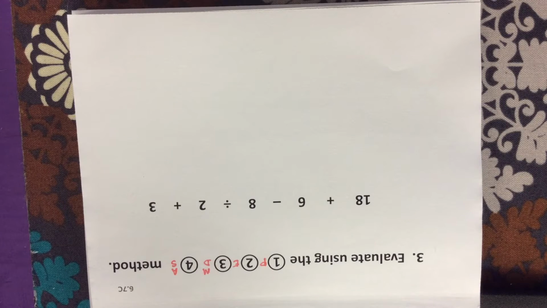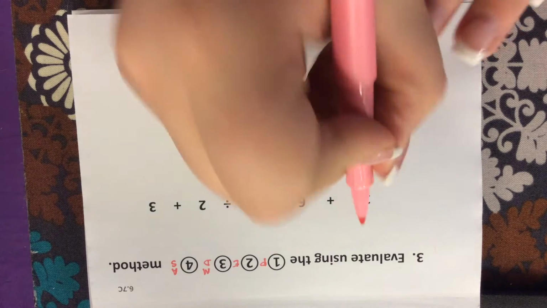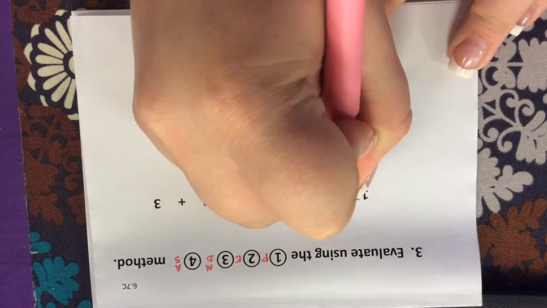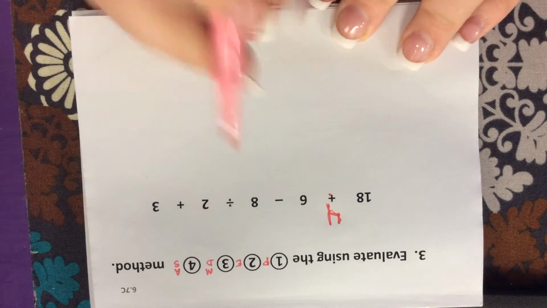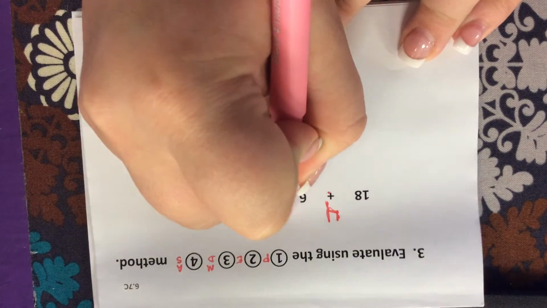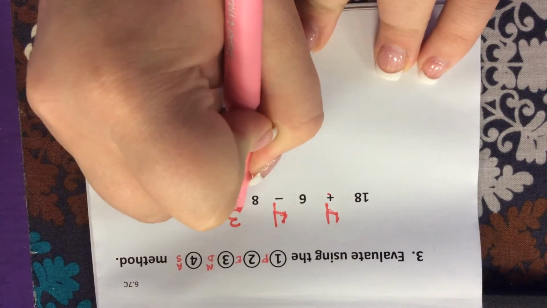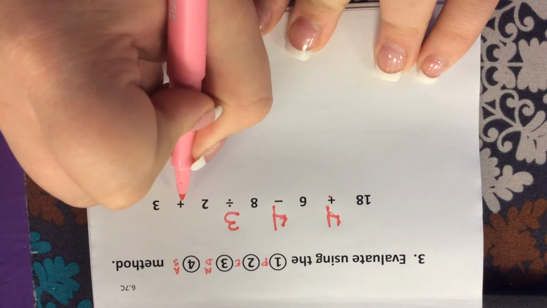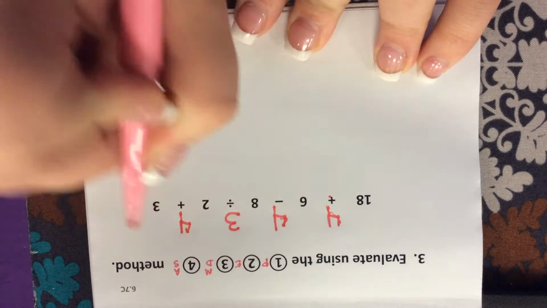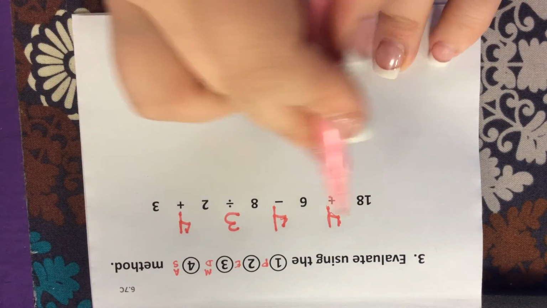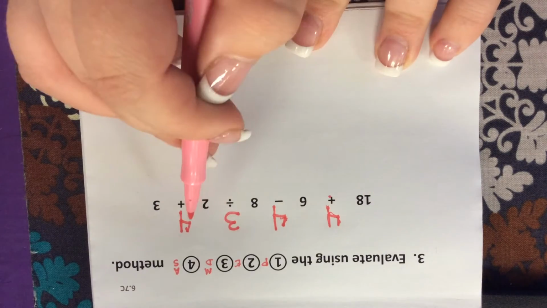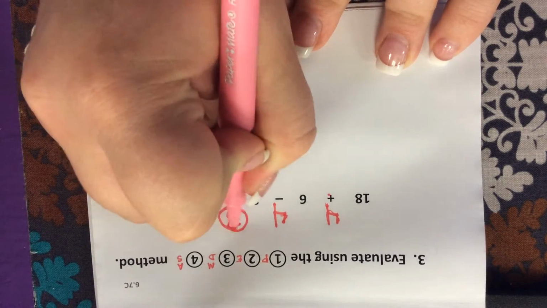Let's label each of our processes. A plus sign is a step 4. A subtraction sign is a step 4. A division sign is a step 3. A plus sign is a step 4. There's no step 1, there's no step 2. So let's start with our step 3.